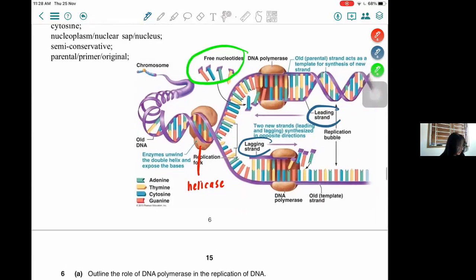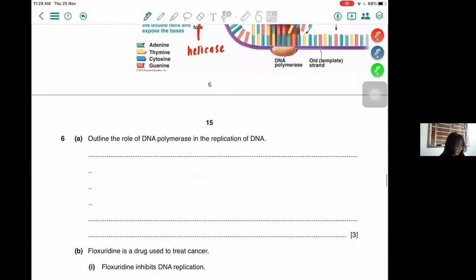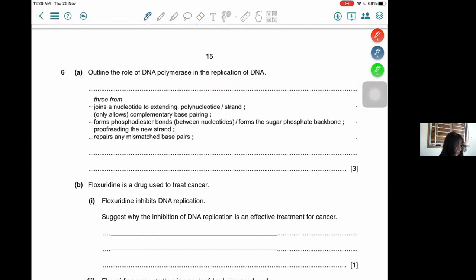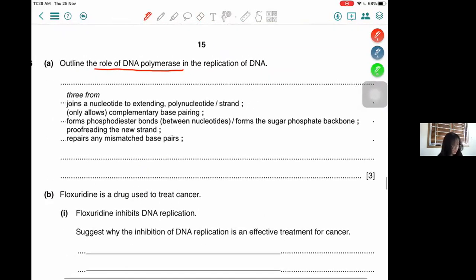Okay, so let's move on to the next question. Outline the role of DNA polymerase in the replication of DNA. So, let's see the mark scheme. The role of DNA polymerase is to join the nucleotides to the extending polynucleotide strand.